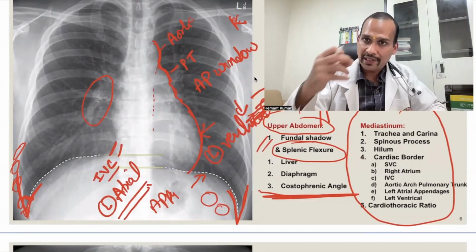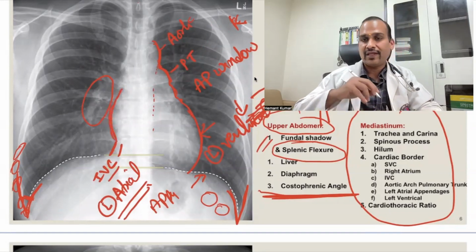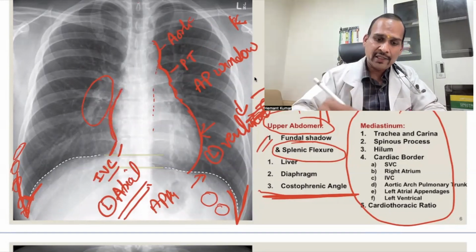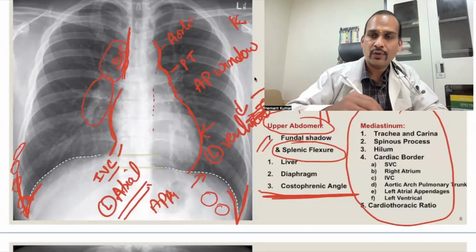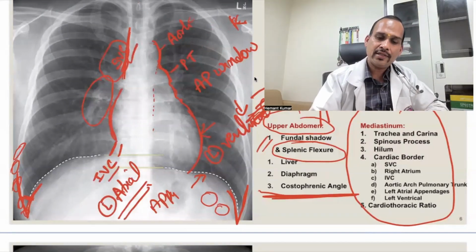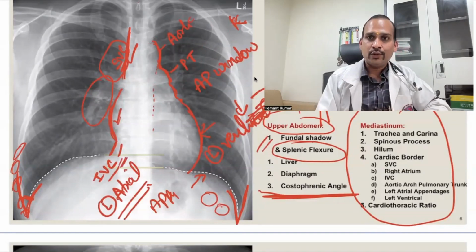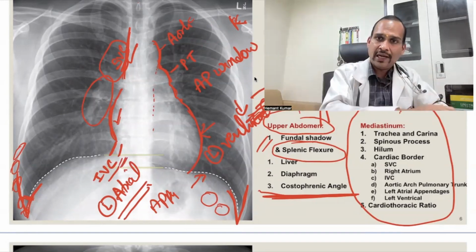In the right atrium. So this is the right atrial border. After the right atrial border, there is the SVC, superior vena cava. So the right mediastinal border is the right superior vena cava, right atrial border, and IVC. On the left side, left ventricle, left atrial appendage, and the right atrium.